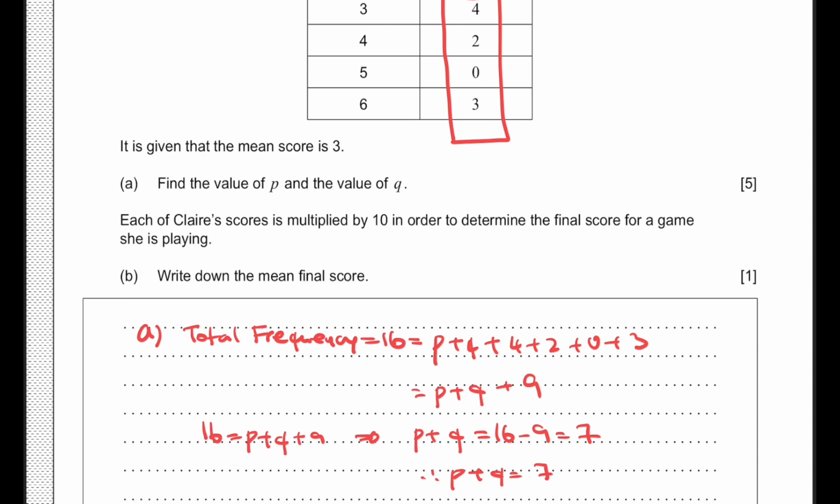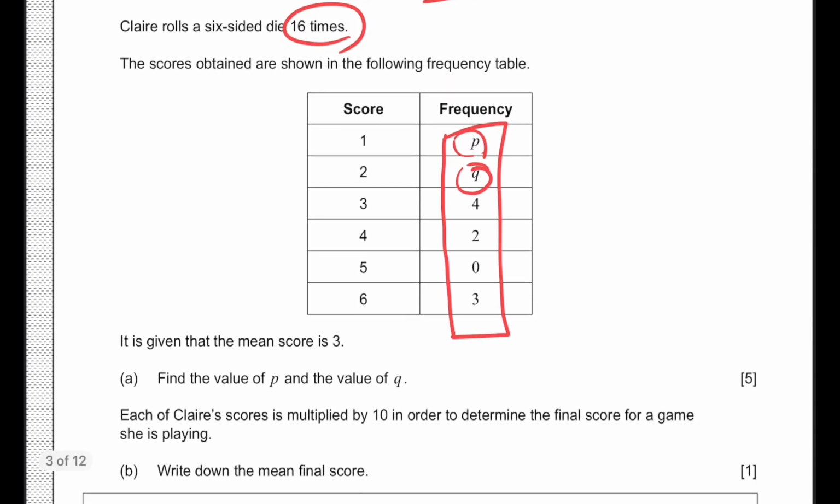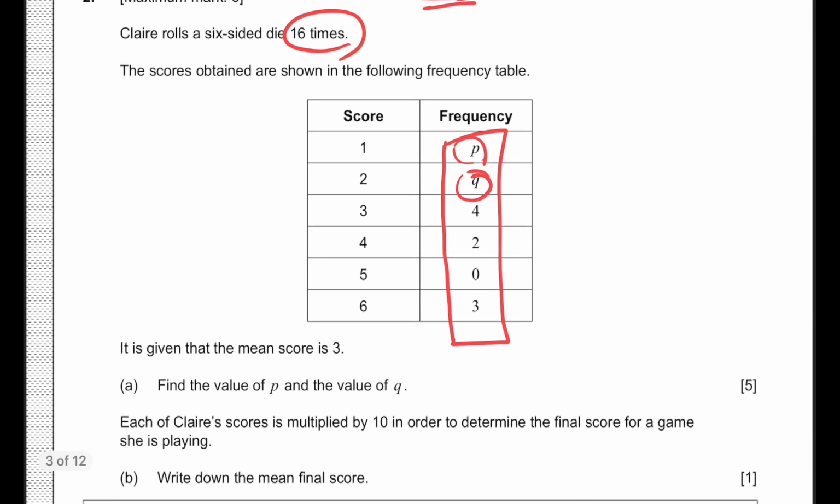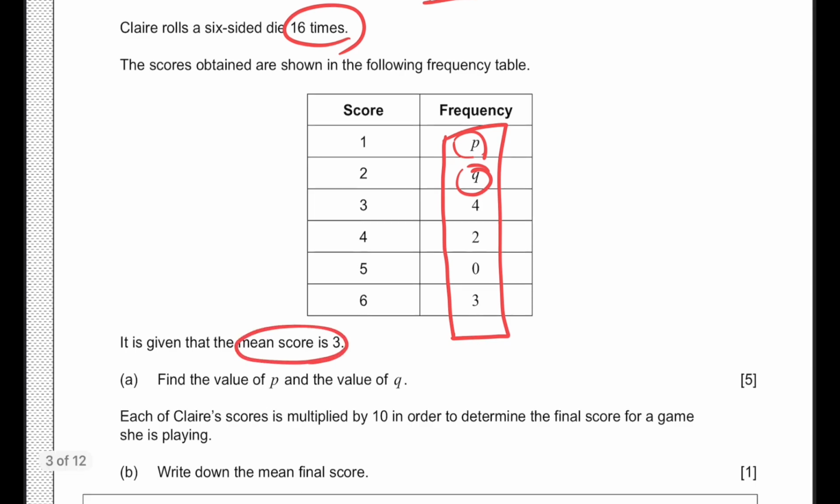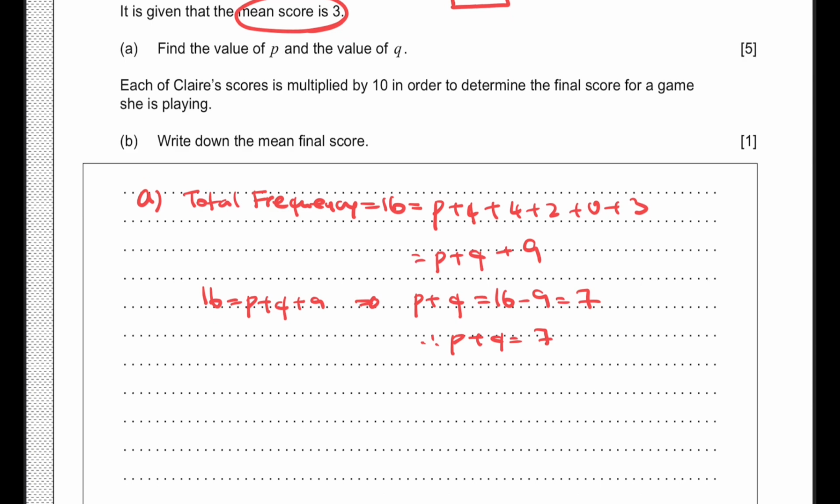So we're going to use the other information that is given. We're going to use the mean score, okay? So we know that the mean score is 3. Using this information, we're going to set our second equation to solve for the P and Q values.